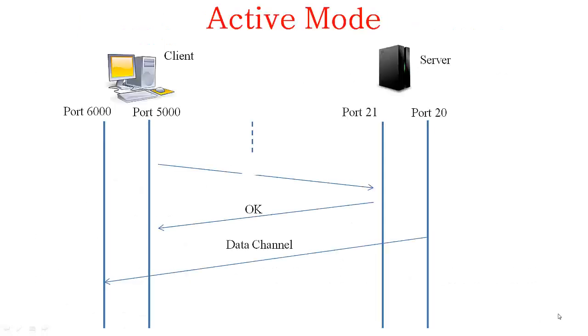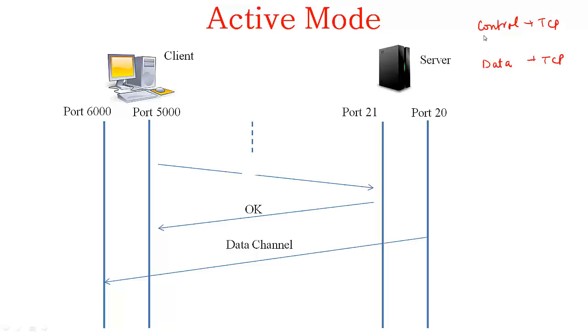FTP supports two modes of operation. One is the active mode and another is the passive mode. Let's look at the active mode first. Remember, I mentioned earlier that FTP has a control channel and a data channel. Basically, this is one TCP connection and this is another TCP connection.